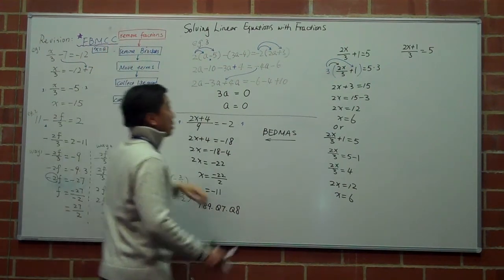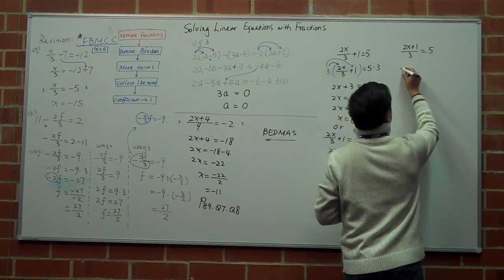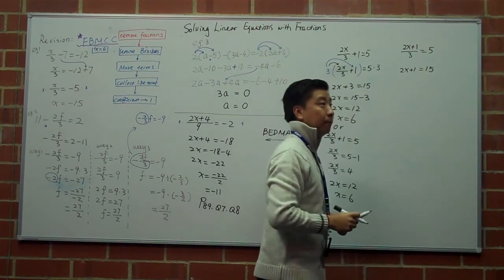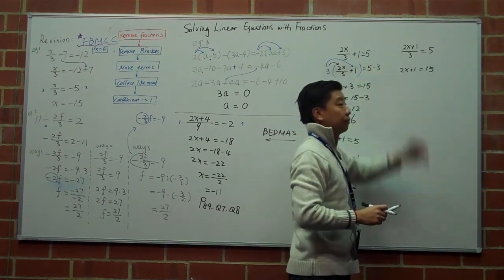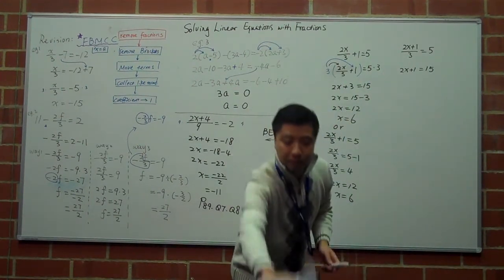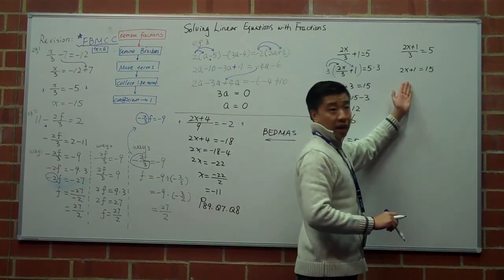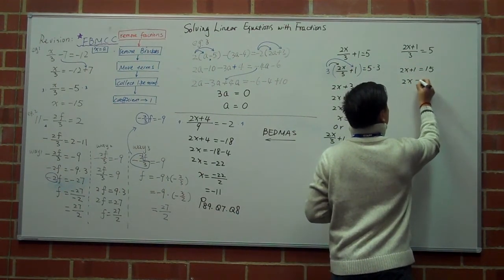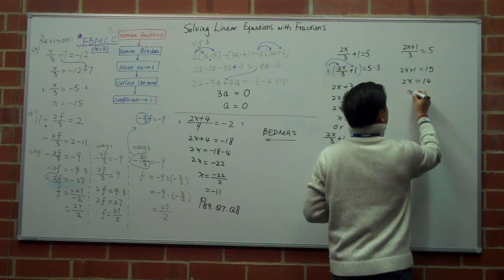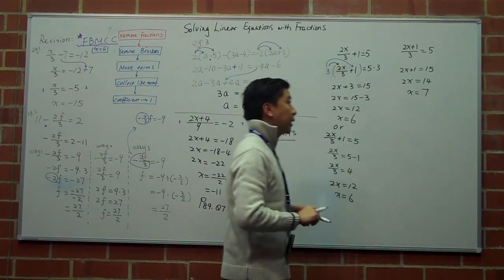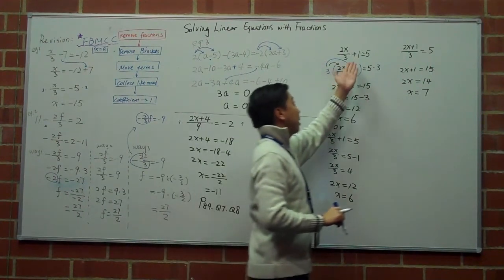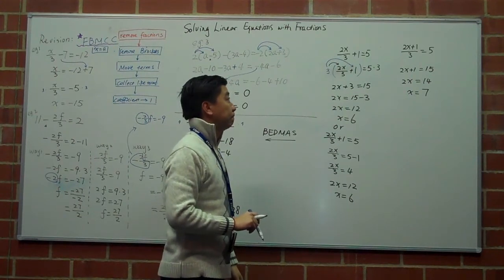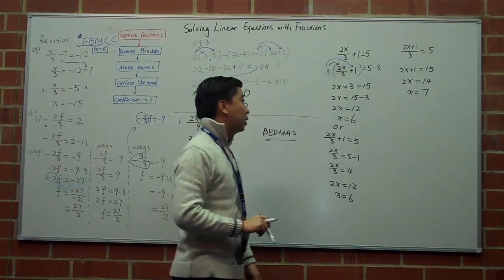So I remove the fraction. That will be 2x plus 1 equals 15. This is correct. This expanding, this calculation now is correct. So let's continue. Move terms and then make the coefficient 1. I really want everyone to have a look at the difference between these two. And then you can do the calculation. Good.